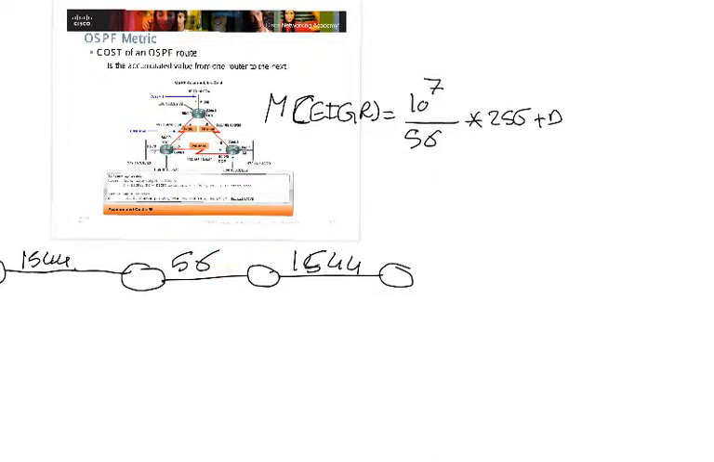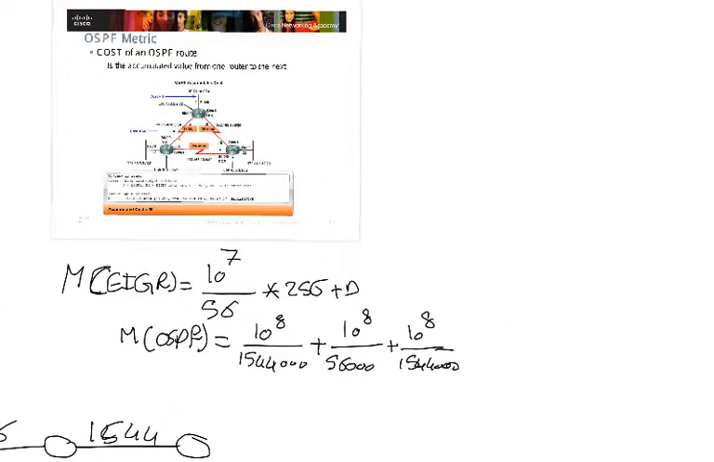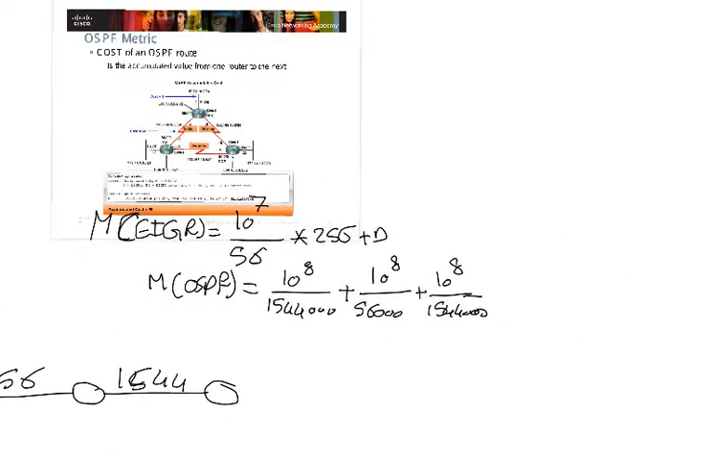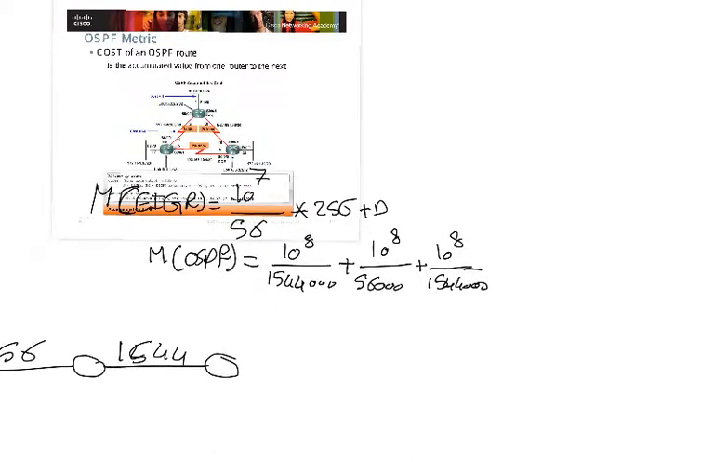For the case of OSPF, the bandwidth is 10 to the power 8 divided by 1544000 plus 10 to the power 8 divided by 56000 plus 10 to the power 8 divided by 1544000. So this is how you calculate the cost. It's accumulated, unlike EIGRP.